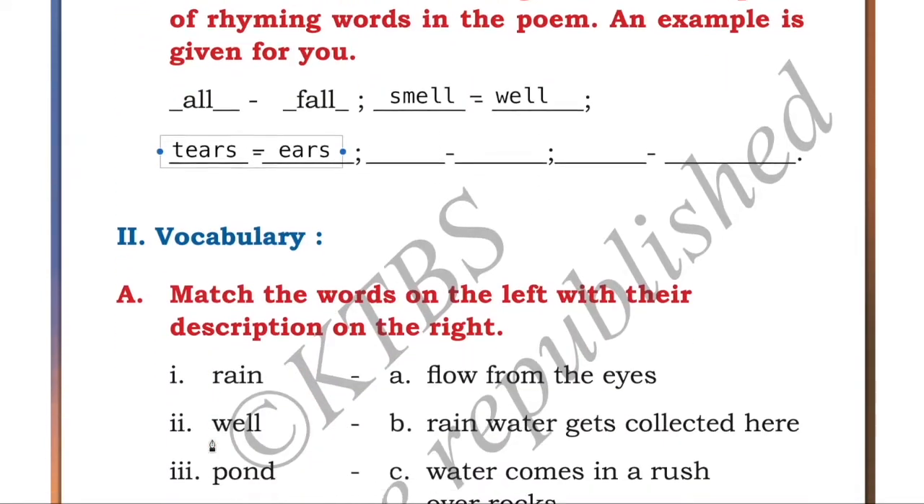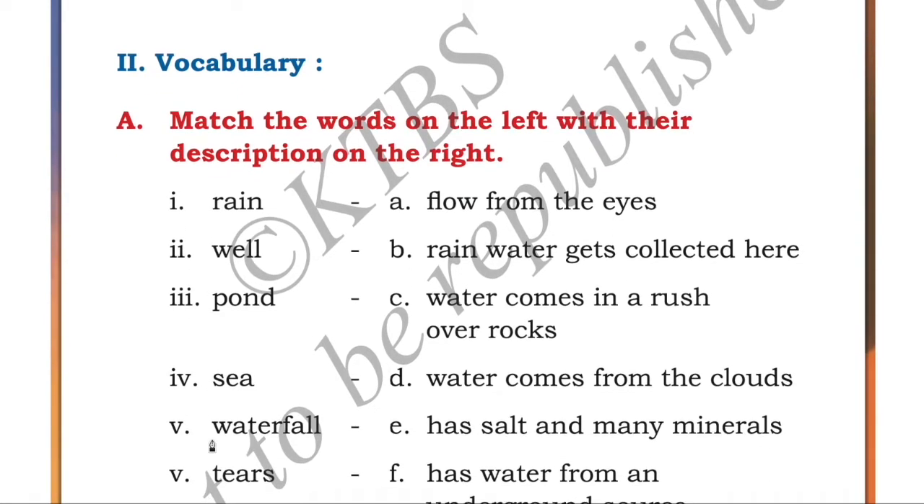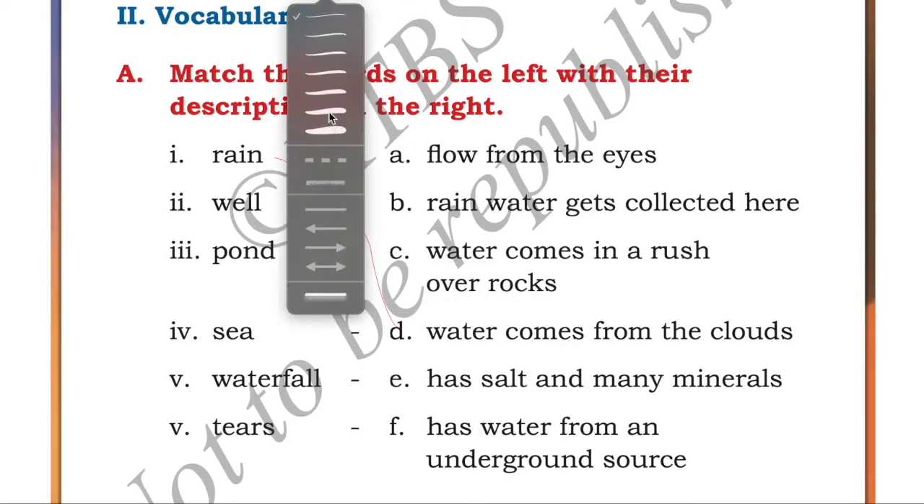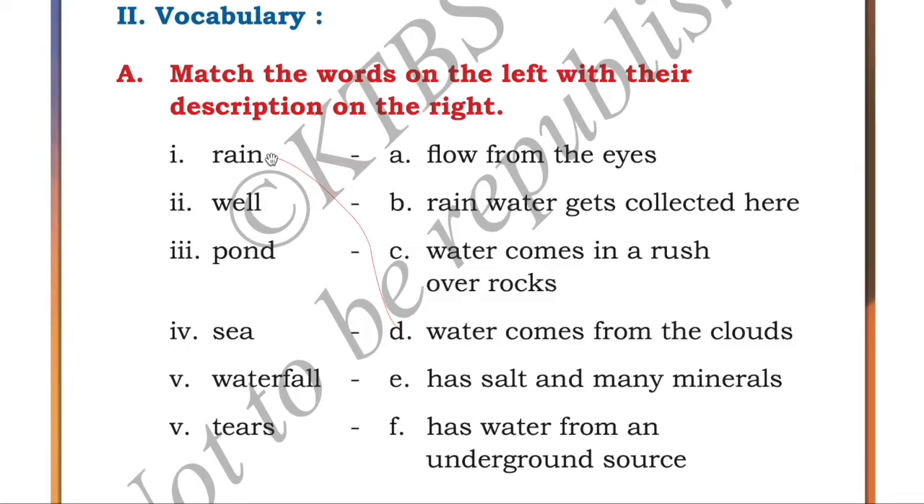Okay, let's move on to vocabulary. Match the words on the left with their description on the right. So this is fairly easy. Everything is related to water. Let's see how much we can guess. So rain. Rain is nothing but the water that comes from the clouds. Next, let me see if you can see this. Let me increase the size for you. Maybe that's too big. Okay.